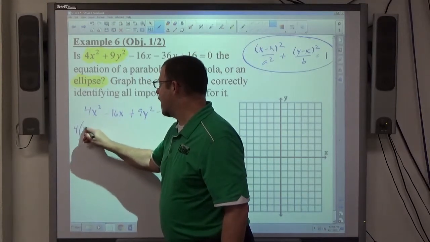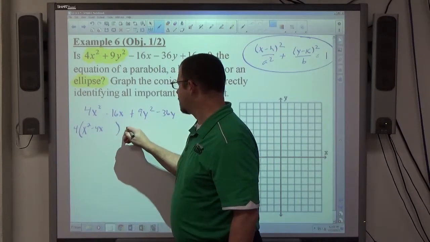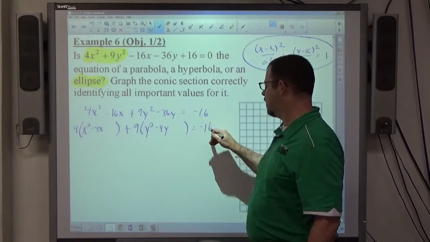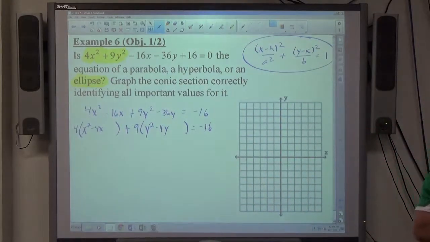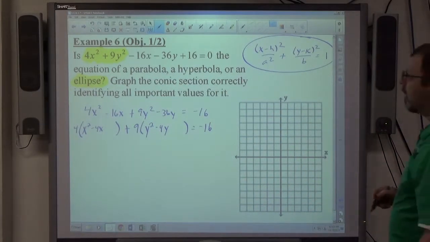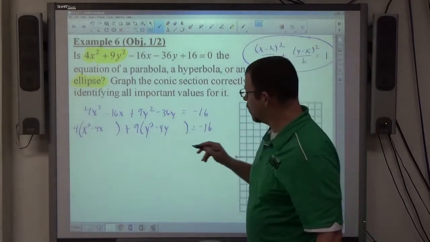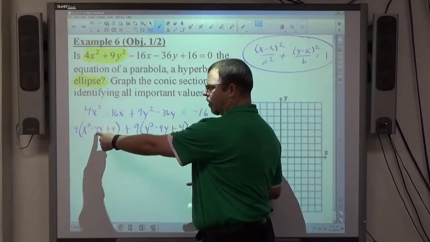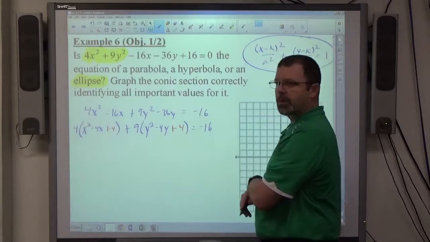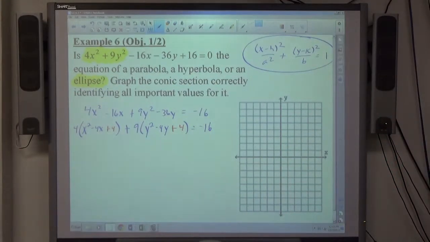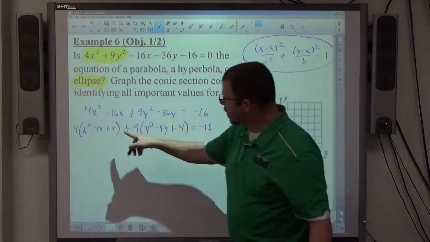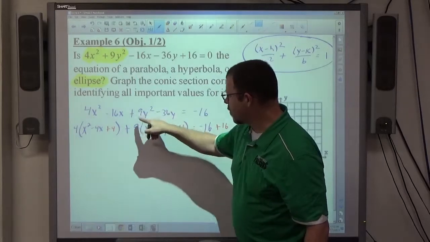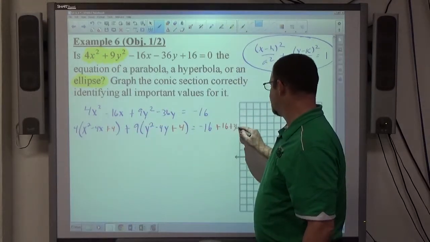I want x squared and y squared, not numbers in front of them, so I'm going to take a 4 out of this one, leaving x squared minus 4x, leave some space. I'm going to take a 9 out of this one, leaving y squared minus 4y, equals negative 16. Just factoring, it doesn't affect the right-hand side in that step. As far as completing the square, we're going to add 4 and add 4. Half of 4 is 2, 2 squared is 4. Remember, we're always adding because we're squaring. I added 4 inside parentheses being multiplied by 4, so that's actually adding 16. And I'm adding 4 inside parentheses being multiplied by 9, so that's actually plus 36.